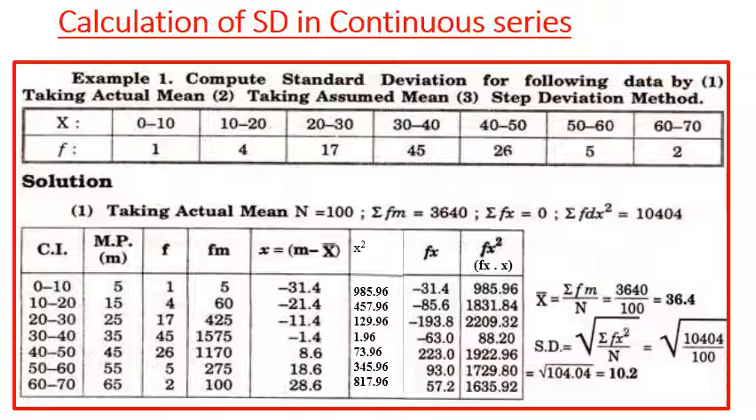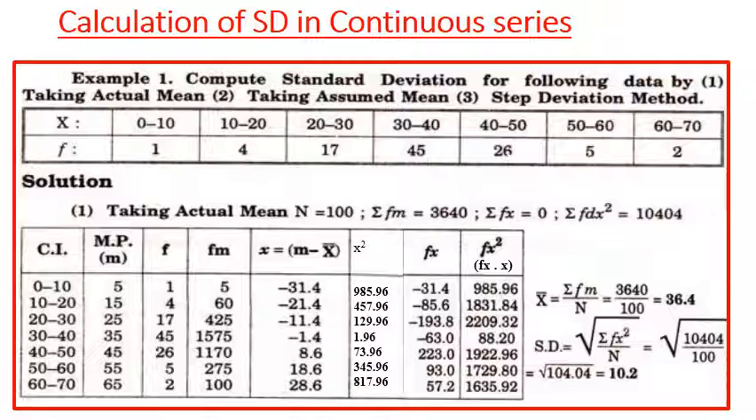Now what you have to calculate? You have to calculate the standard deviation from the actual mean. The first step is to find the deviations. Here x is the deviation from the mean, which is m minus x bar. 5 minus 36.4 is minus 31.4. Then minus 21.4, minus 11.4, minus 1.4, 8.6, 18.6, 28.6. Here you do midpoints minus mean, so you will find this column.